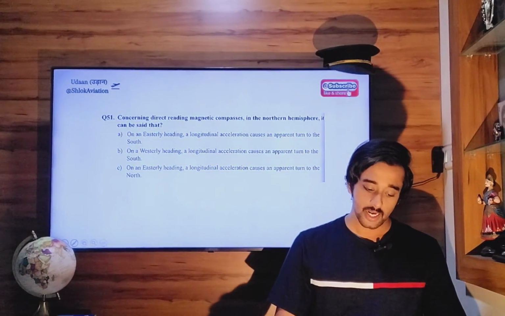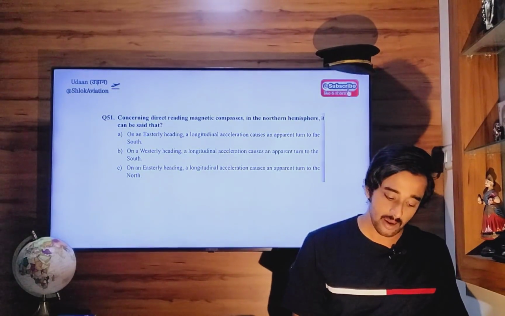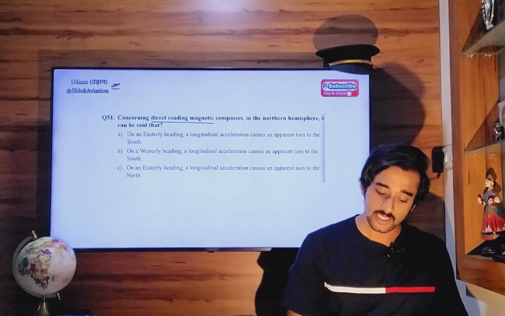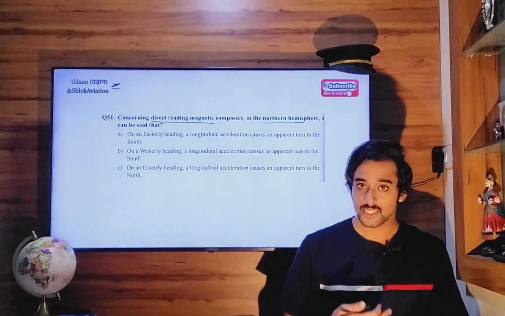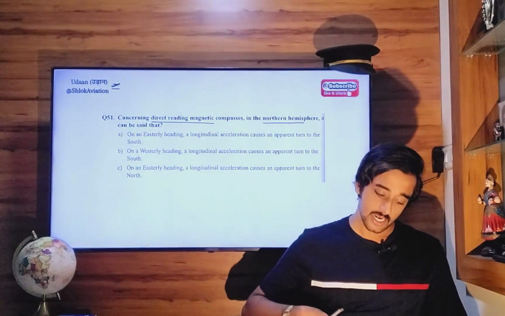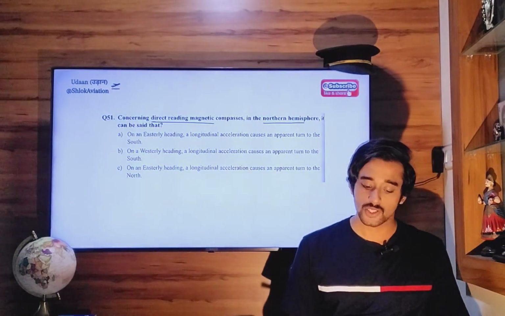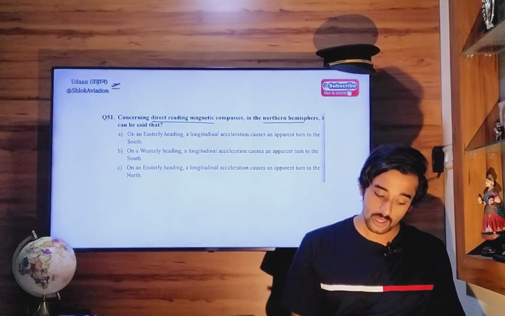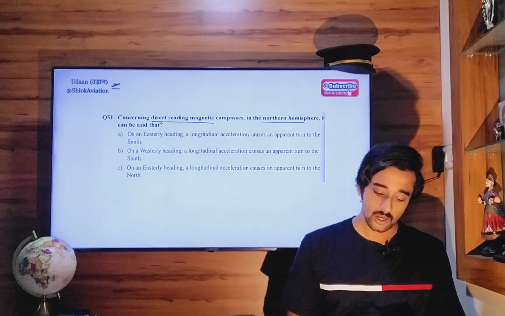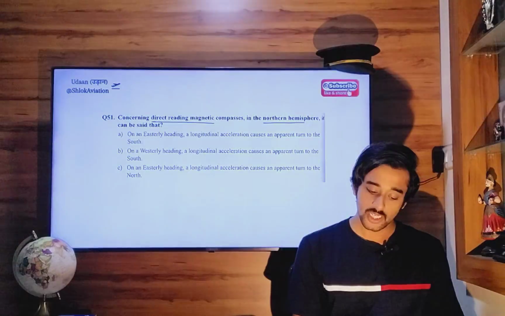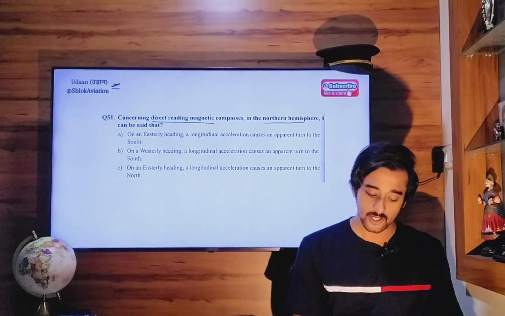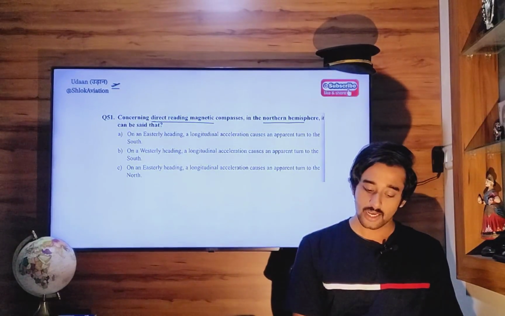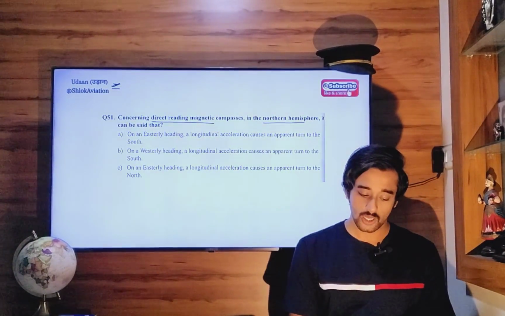Concerning direct reading magnetic compass. So it's a direct reading magnetic compass. In the northern hemisphere, your position is in the north hemisphere, it can be said what? On an easterly heading, a longitudinal acceleration causes an apparent turn, a false turn towards the south pole, or to the south heading. On a westerly heading, a longitudinal acceleration causes an apparent turn to the south. Easterly heading, a longitudinal acceleration causes an apparent turn to the north.